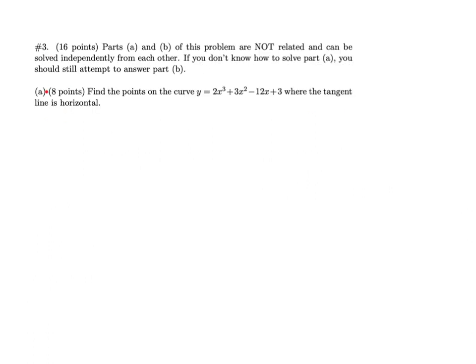In question 3, part A, we want to find the points on the curve here where the tangent line is horizontal. When do you have a horizontal tangent line? That's when the slope is equal to 0, or more specifically, where the derivative of y with respect to x is defined and equal to 0.